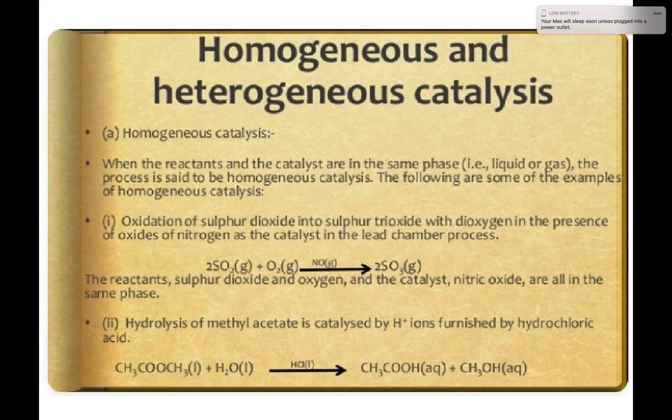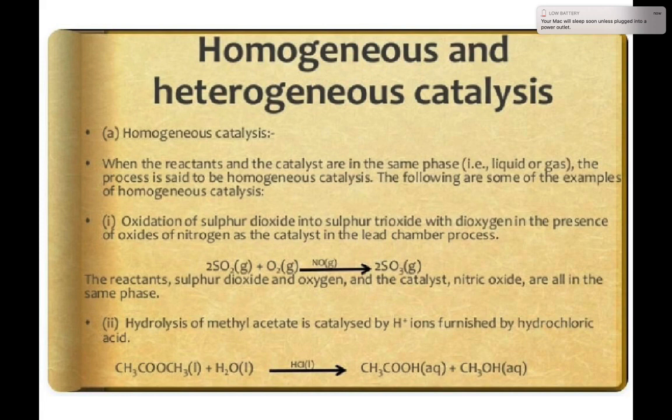What is meant by homogeneous catalysis? If the reactants and the added catalyst are in the same phase, whether liquid or gas, whatever it is, we say the process is homogeneous. Some examples are given here. Oxidation of sulfur dioxide to sulfur trioxide by adding oxygen in the presence of oxides of nitrogen as catalyst in the lead chamber process. That is one example. Here the reactants are sulfur dioxide and oxygen, and nitric oxide is the catalyst, and these are all in the same phase. All these are gases, as you can see in the equation.